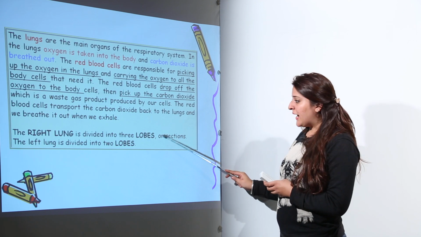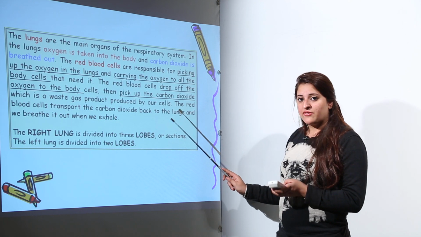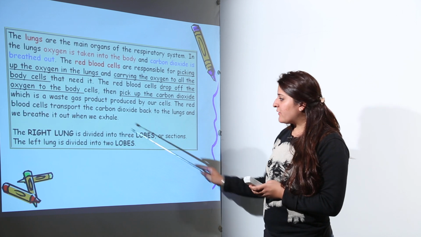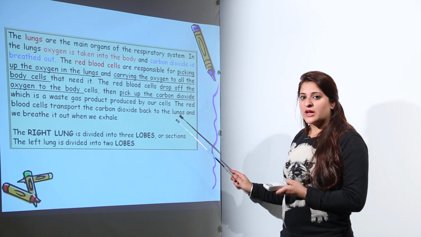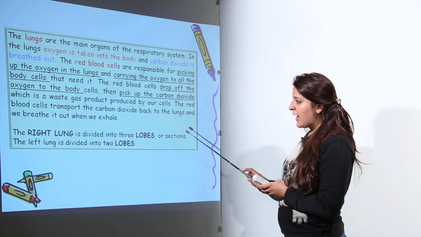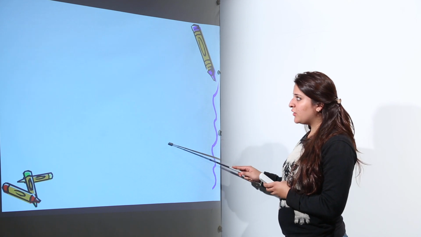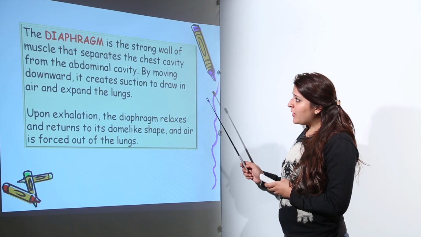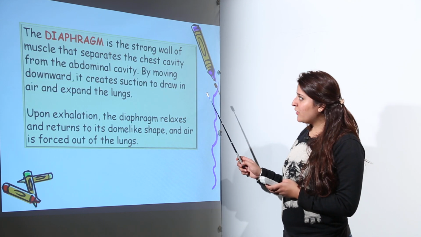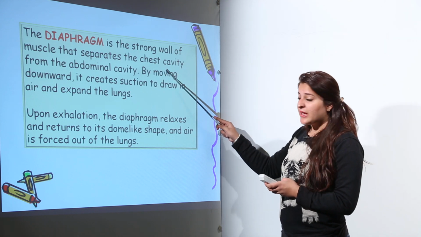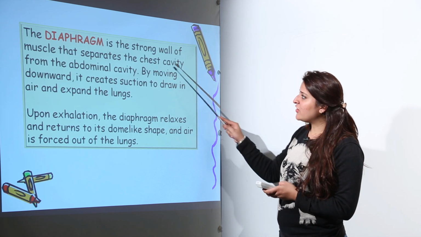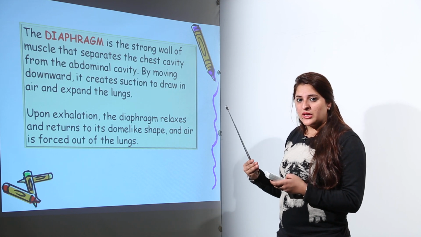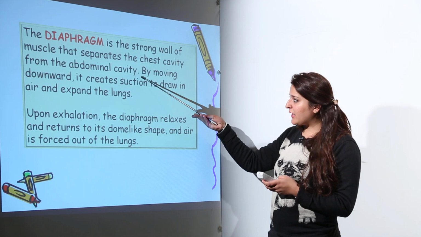Now, the right lung and left lung have a different structure, and even a different size. The right lung is divided into 3 lobes, which are just segments or sections, and the left lung is divided into 2 lobes. Now, what is the diaphragm? The diaphragm is a muscular structure present below the chest cavity. It separates the chest cavity from the abdominal cavity, so it is a barrier between the two.